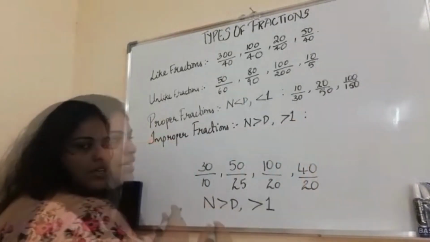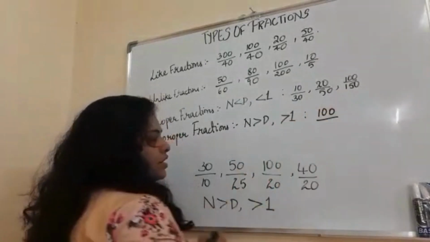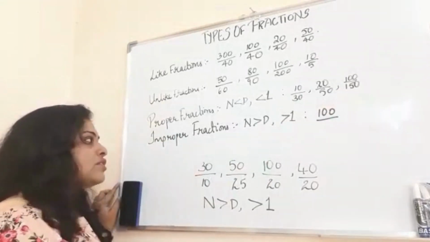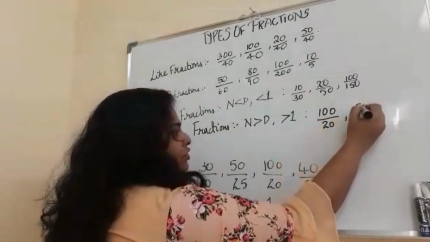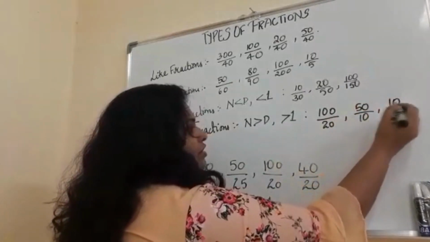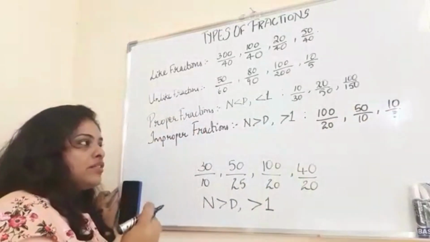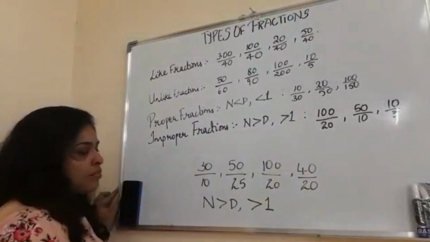Let's write another example here. 100. Here the numerator value is high, so the denominator value should be less for improper fractions. So I'll put it as 20. If I take 50, I can put 10. If I take 10, I can put 5. See, all the denominator values are lesser and the numerator values are greater. Such a kind of fraction is known as an improper fraction.